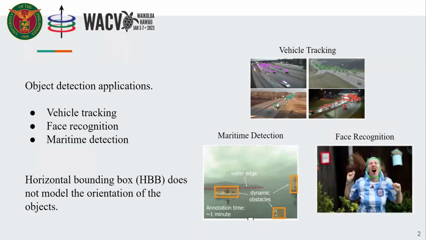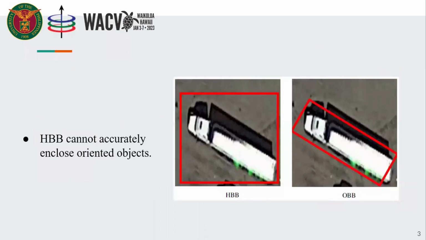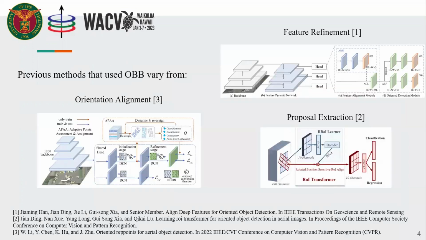Object detection has been used in many applications of computer vision. However, these detection methods use a horizontal bounding box that does not model the orientation of oriented objects. For the case of objects in aerial images, using this kind of bounding box cannot accurately enclose oriented objects. Therefore, we need to design an oriented bounding box for arbitrary oriented objects.